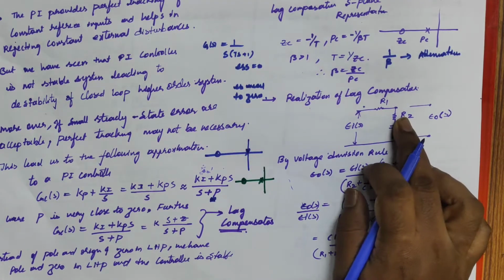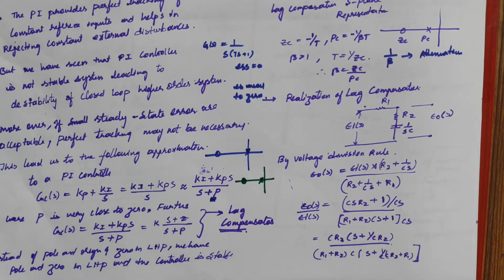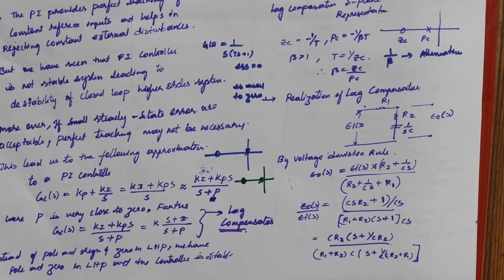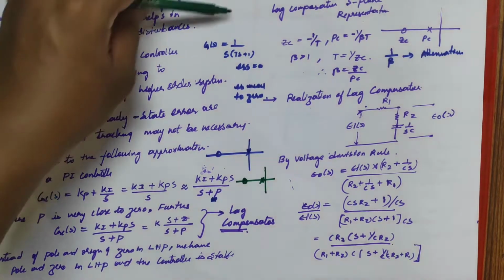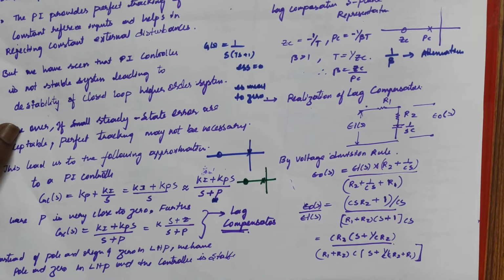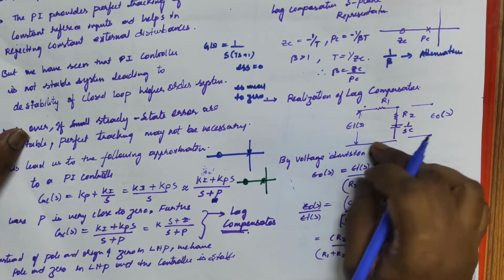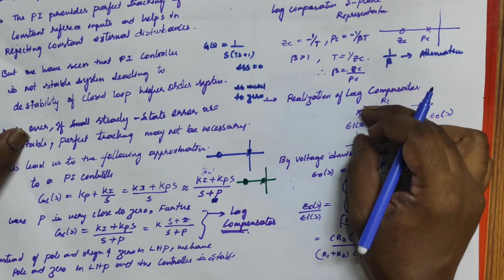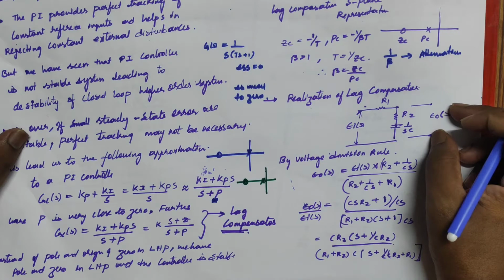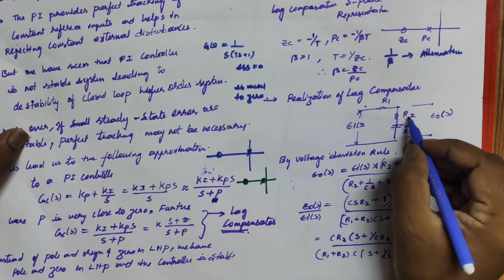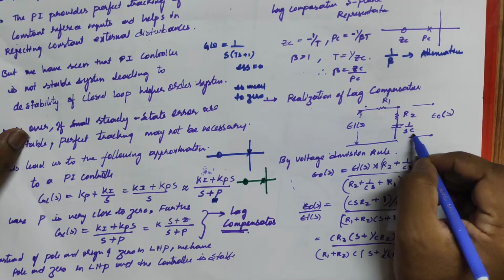In place of resistance, we have a spring and damping element, and a capacitor. We have mass and so on. We have dealt in the first unit with the analogy between mass and electrical things. Now we are realizing the lag compensator with an electrical circuit. So I am keeping the input E_i(s) and the output E_o(s), where the output is taken across R2 and 1 by SC.